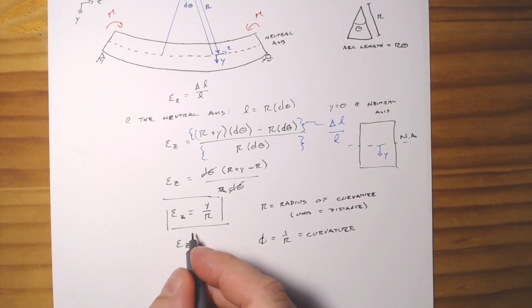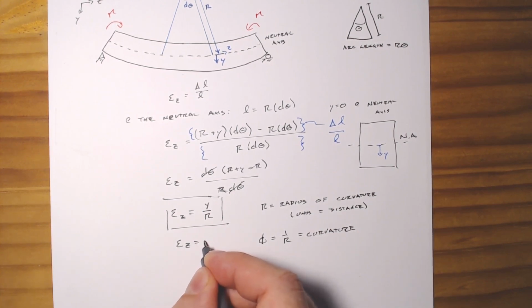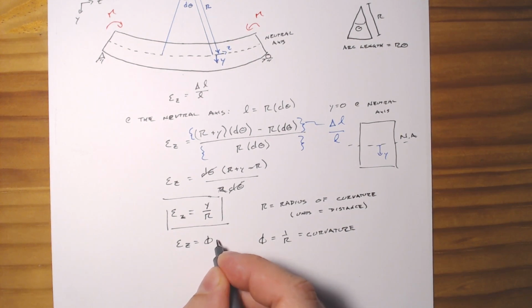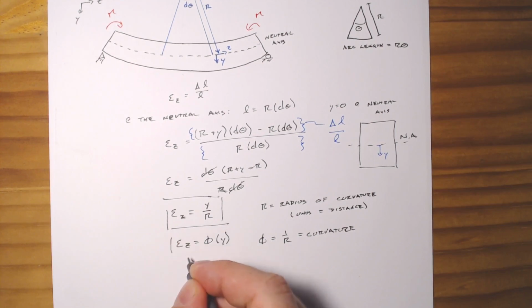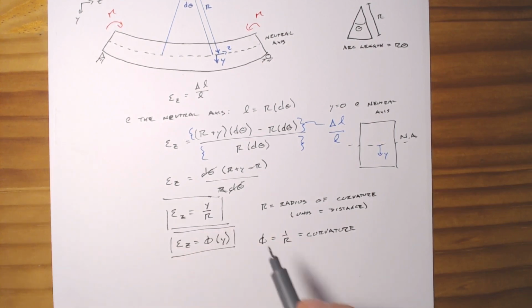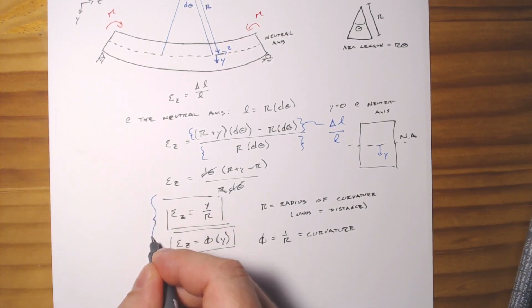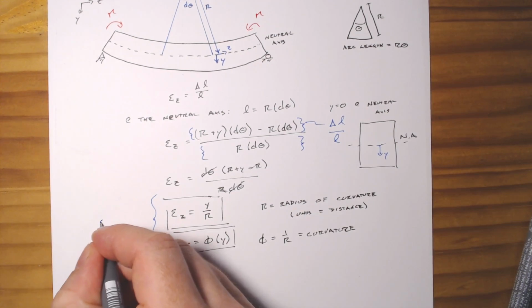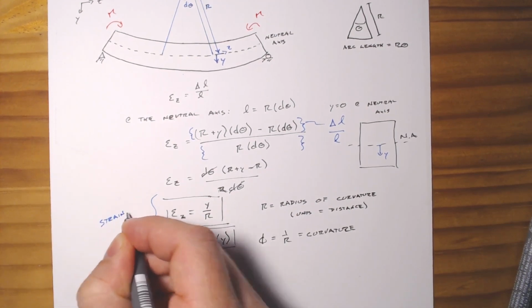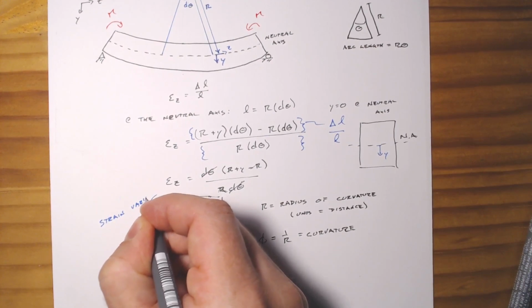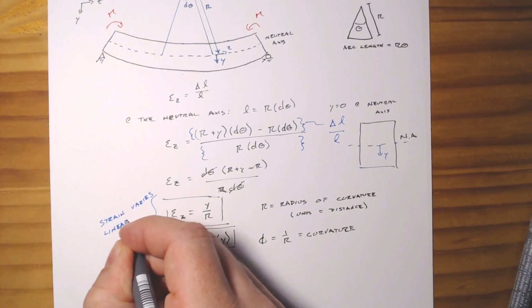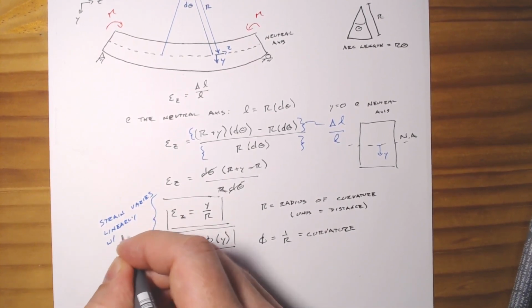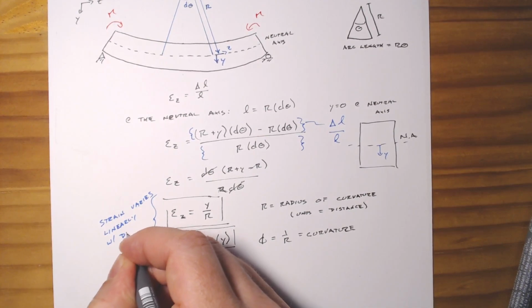And then if we have this, we'll end up with what we call our moment curvature relationship: curvature times your distance y from the neutral axis. And we'll use this simplification coming further along. So what we can see simply from this is that the strain varies linearly with distance from the neutral axis.